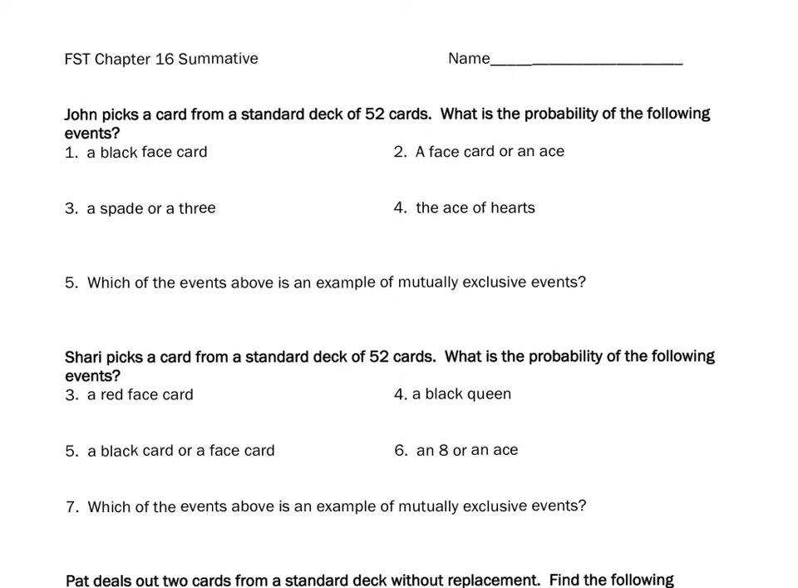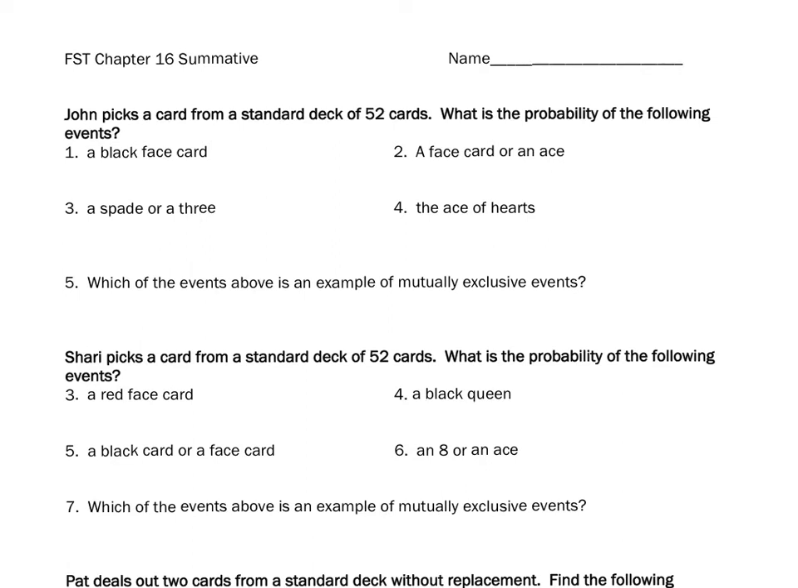This is a Chapter 16 review on the different types of probabilities that we've studied. So in the first couple sets of problems here, it says John picks a card from a standard deck. So we're picking one single card, just doing one event. What is the probability of the following events? A black face card.